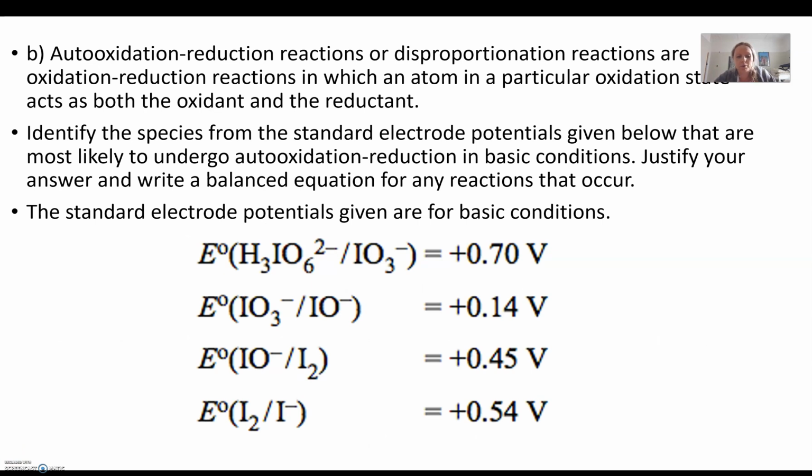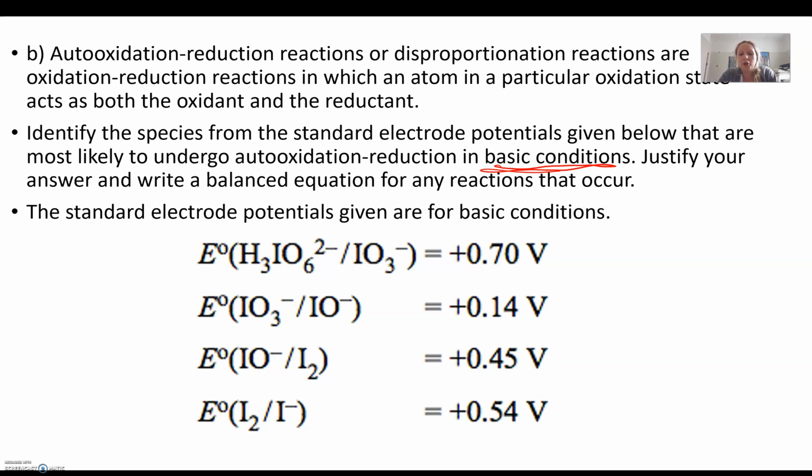I love disproportionation reactions, and we've done a few of them now. Just to recap, a disproportionation reaction is when the same species gets oxidized and reduced. It's saying here, identify the species from the standard electrode potentials given below that are most likely to do this in basic conditions. Justify your answer and write balanced equations. Justifying your answer would be to calculate a cell potential and prove that it is positive. And you must do all of your balancing in basic conditions.